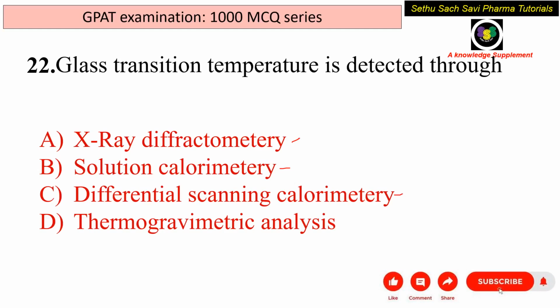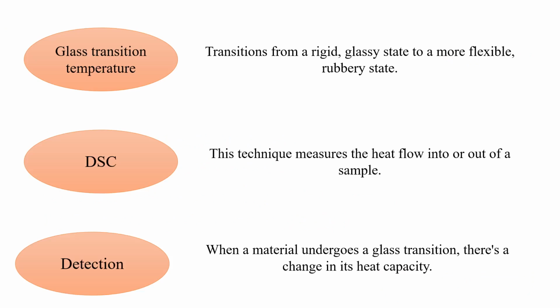Coming to the next question, glass transition temperature is detected through X-ray diffractometry, solution calorimetry, differential scanning calorimetry or thermogravimetric analysis. Here, what is glass transition temperature? The particular temperature at which a rigid or glassy state undergoes a transition to a more flexible or rubbery state. That particular temperature is known as glass transition temperature, from a glassy state to a rubbery state.